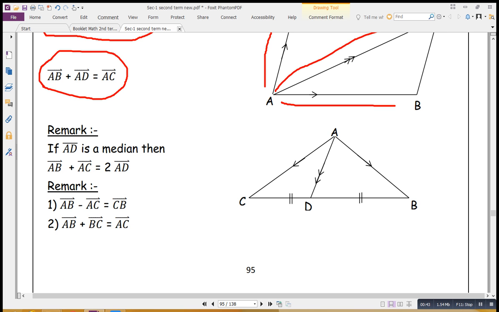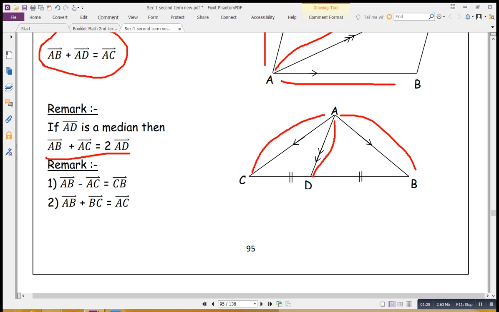The rule about the triangle: if we have ABC, a triangle with a median AD, if you remember, what is the definition of the median? The median is the line segment that connects the vertex to the midpoint of the opposite side. So if AD is a median, then the vector AB plus AC equals what? It equals the vector of the median times 2. So AB plus AC equals 2AD. Okay, so this is the rule about the triangle if there is a median on it.